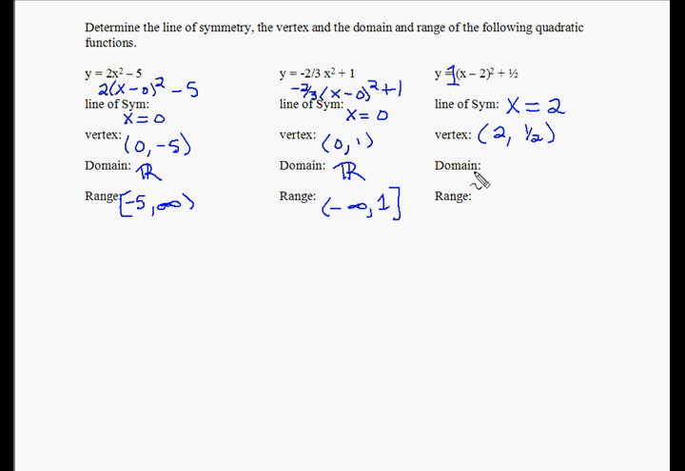That is a point. Domain, though, is talking about the interval in which you have numbers that will work in this equation. And domain is the numbers for x. And I could put any number I want in here for x and it wouldn't cause a problem. So the domain is all real numbers.